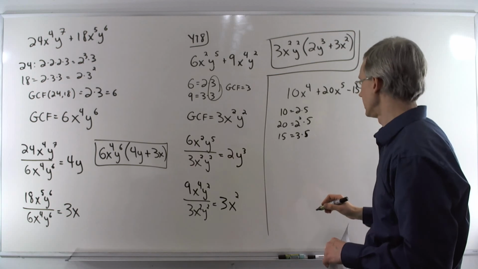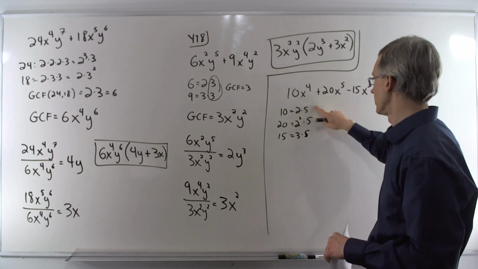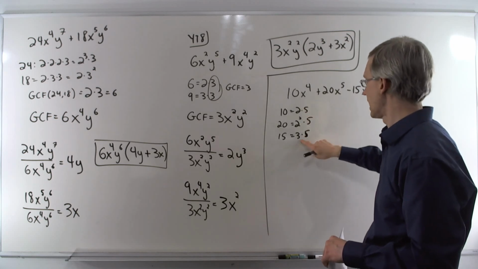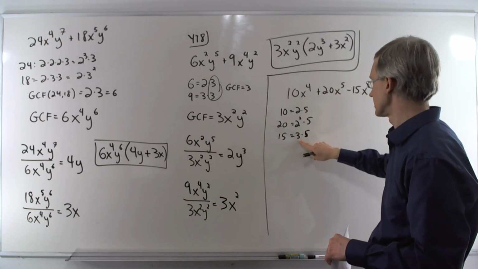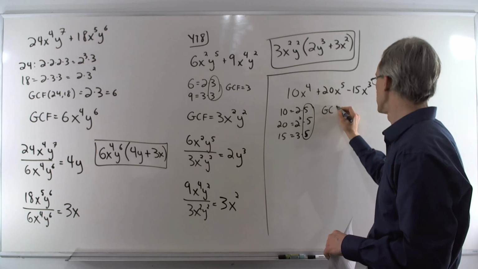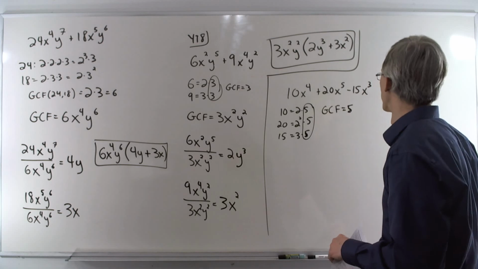All right, now since we have 3 numbers, we need the greatest common factor to be in all 3 of these. We've got matching bases of 2 here, but it's not in the 3rd one, so 2 is not included. The 3 is only in this one, so that is not included. What is in all of them is the 5. So that makes the GCF of the numbers 5.